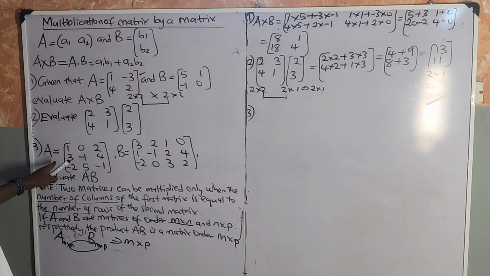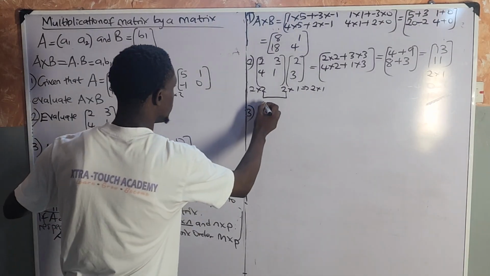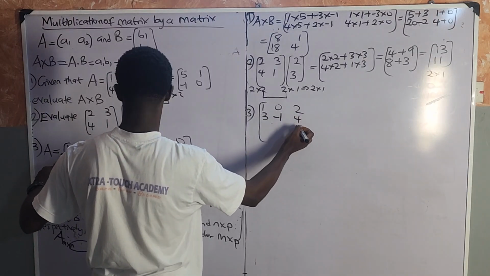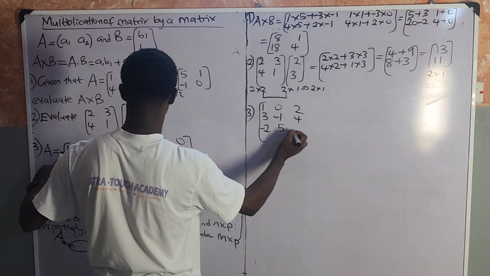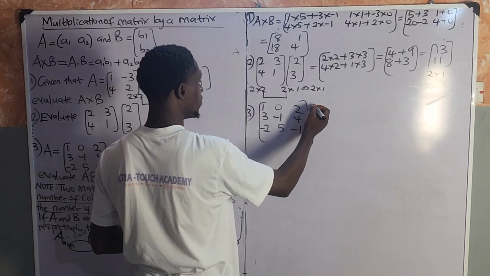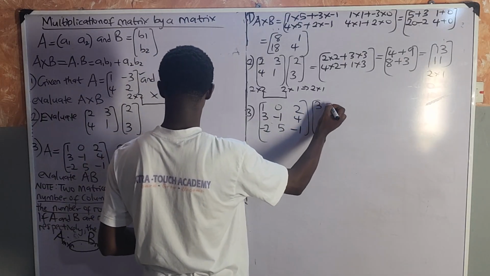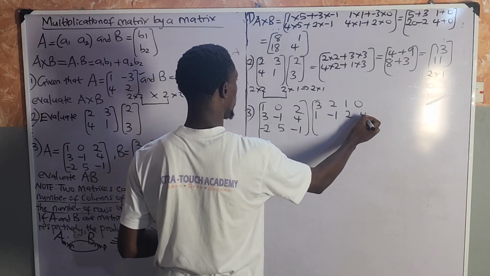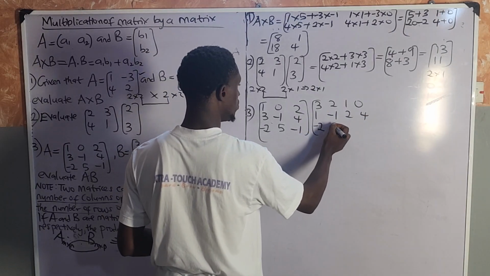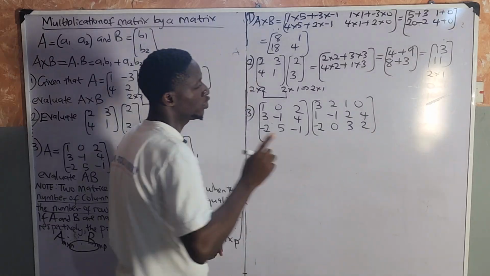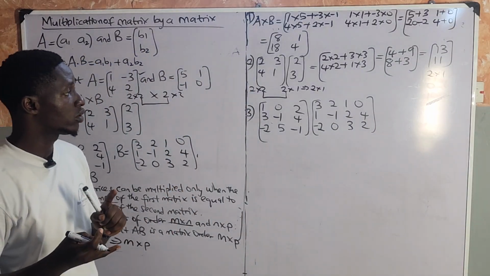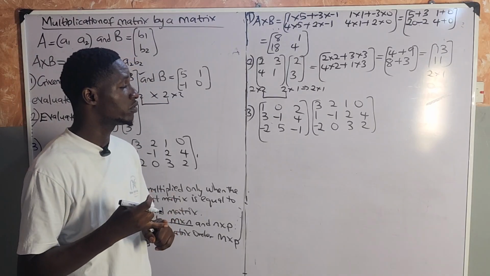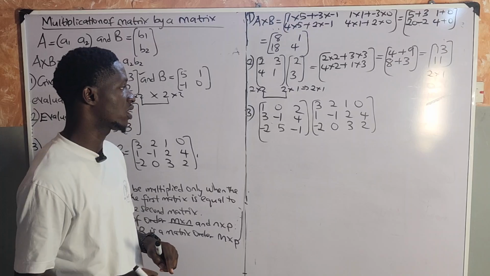We have, if matrix A is [1, 0, 2; 3, -1, 4; -2, 5, -1], then multiplying by [3, 2, 1, 0; 1, -1, 2, 4; -2, 0, 3, 2]. Before you multiply, you will check whether the column of the first matrix is equal to the row of the second matrix.